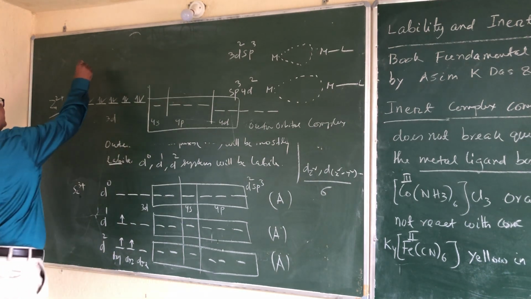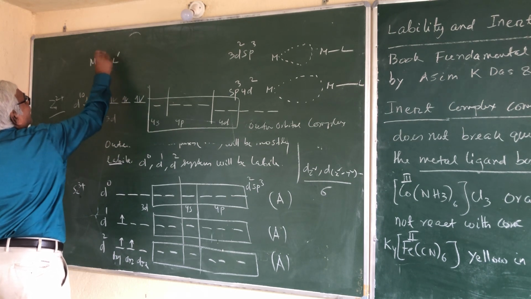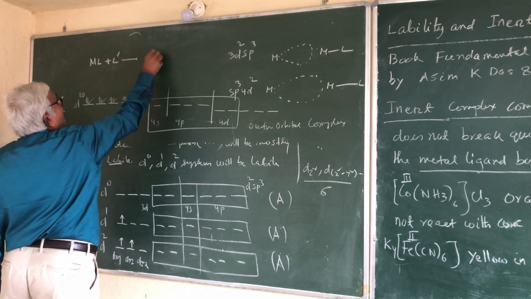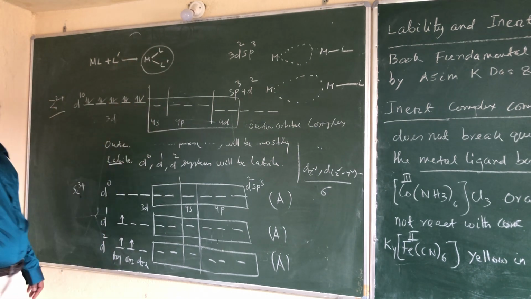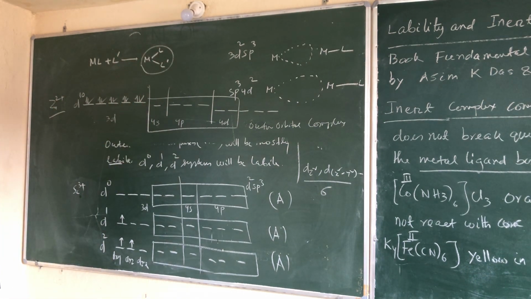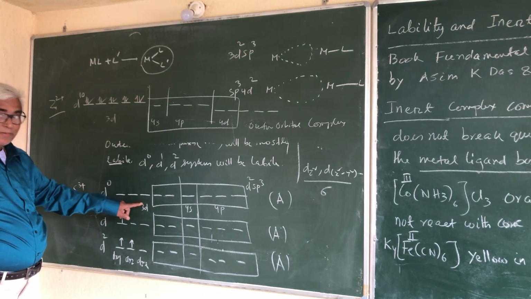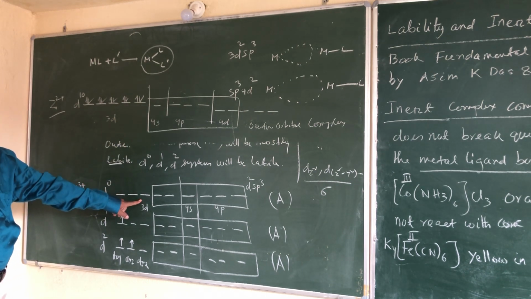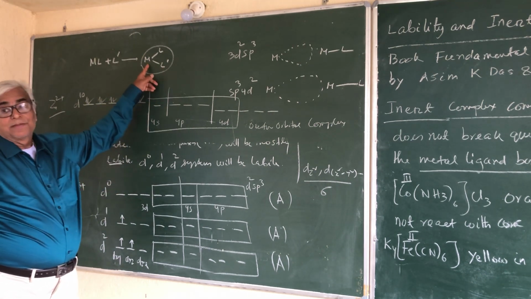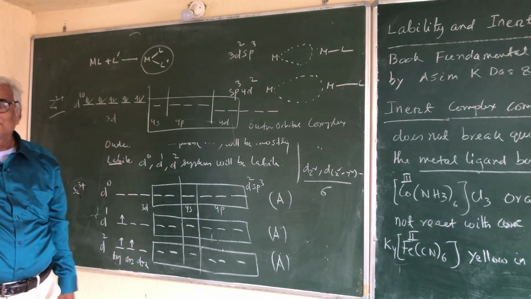Suppose your complex is like ML, and you are giving another ligand L prime. This type of intermediate or transition state is easily possible, because this complex has a vacant d orbital, so the L prime ligand can form a bond with the vacant d orbital, producing an intermediate or transition state where the coordination number of the metal will increase.